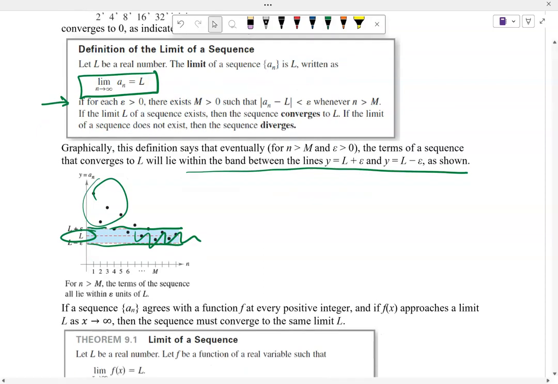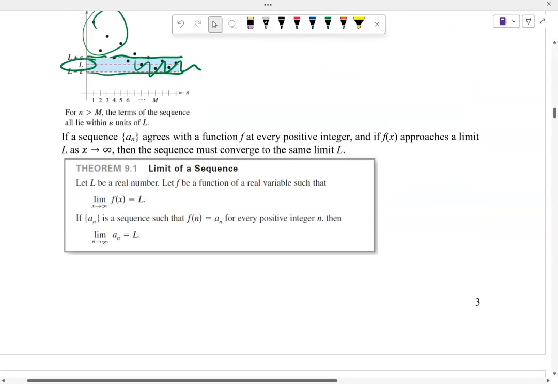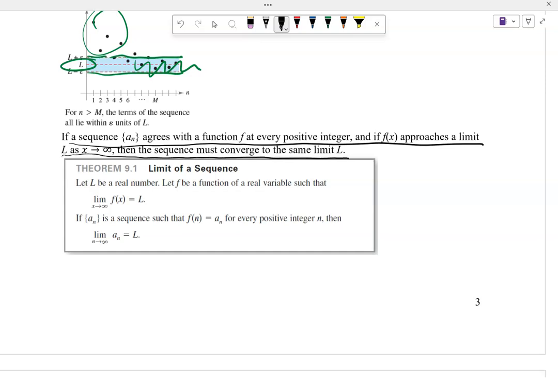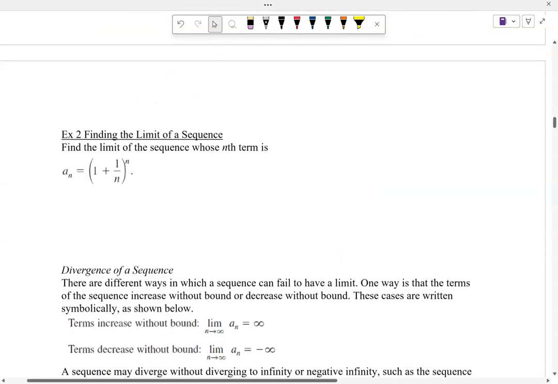So this theorem down here is saying, with sequences, like we're letting n be 1 and 2 and 3 and 4. But you can think of it, if a sequence agrees with a function at every positive integer, and if the function approaches the limit as x goes to infinity, then the sequence must also converge. So we can think about this as all real numbers too, right? So if the sequence has a limit, think of it in terms of the function. But we're going to just keep it in terms of n.